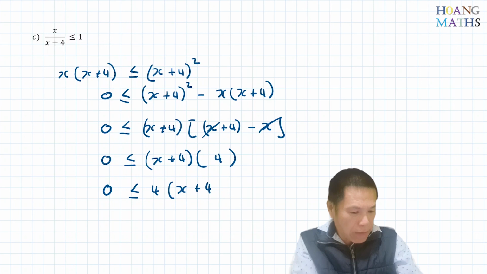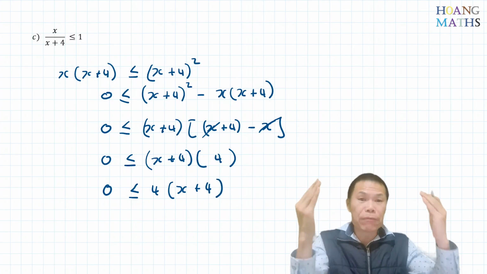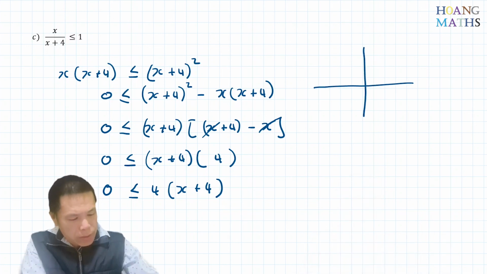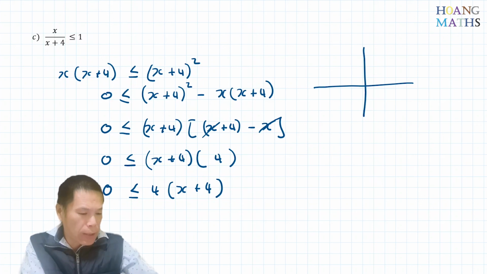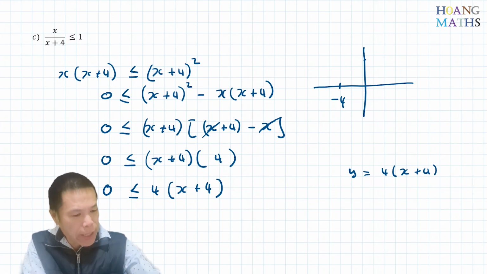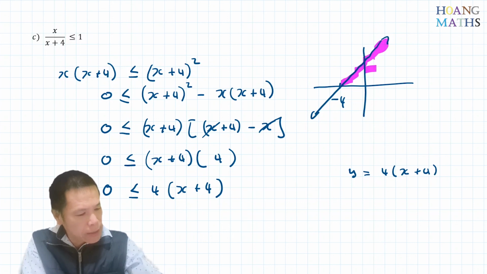4 times x plus 4. And then we want to be above 0. So if you do a quick sketch, it's like this, okay? So this is just a straight line. So if you think about it, this is just like y equals 4x plus 4. Just like that, okay? When y equals 0, x equals negative 4. So when x is 0, y equals 16 up there somewhere, okay? So just do a quick sketch, that's all. And we want to be above 0, okay? So this is the answer from this onward, okay? So this is the answer.